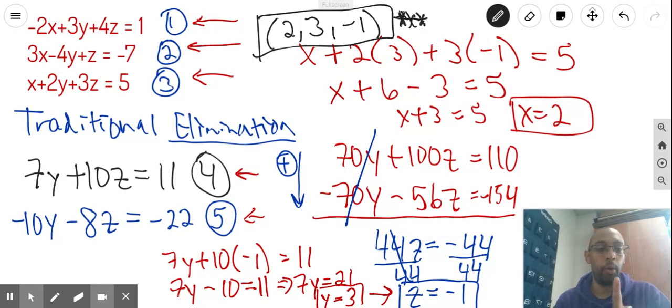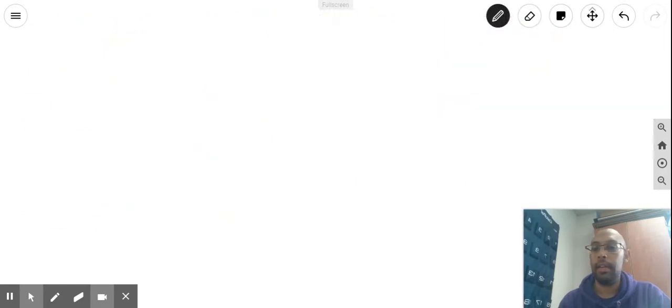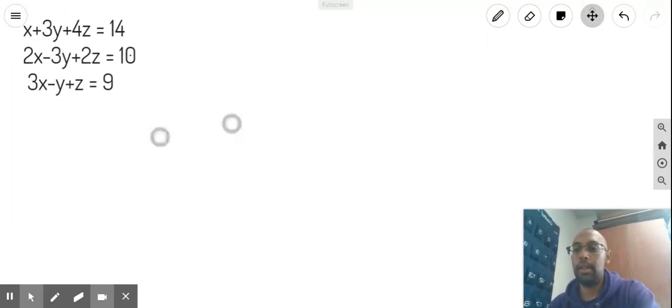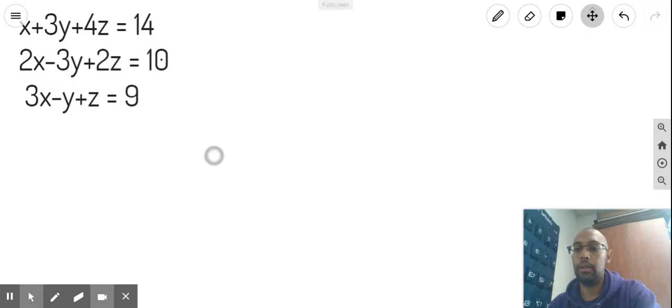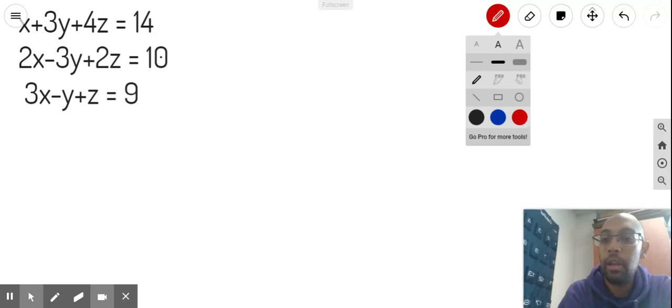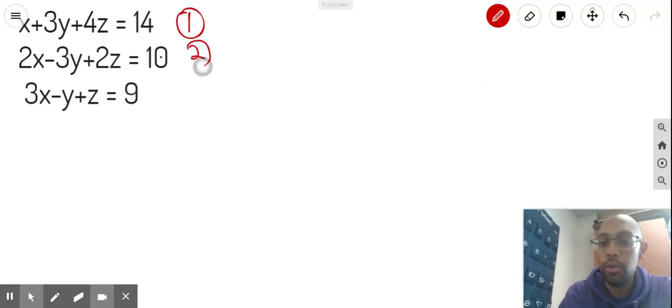All right, so I'm going to do one more example in the traditional elimination aspect. And then in a separate video, I will do the same 2 examples, but show you how to do Gaussian elimination. So I'm going to clear all of this. And now I'm going to paste this second example. And so here is the second example. And so once again, we're going to label 1, 2, 3.